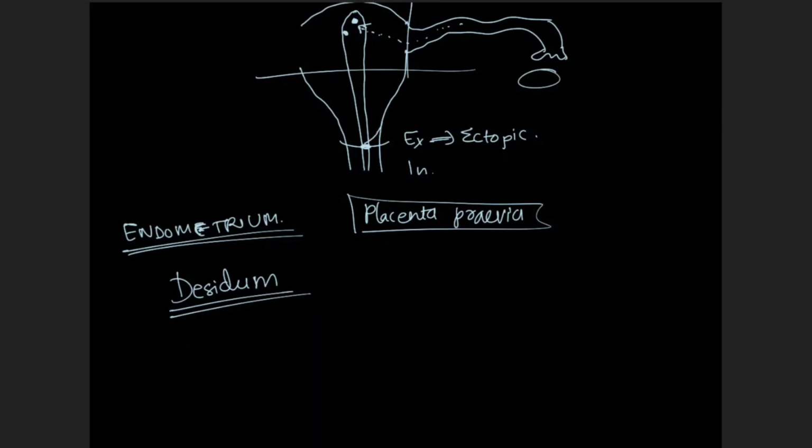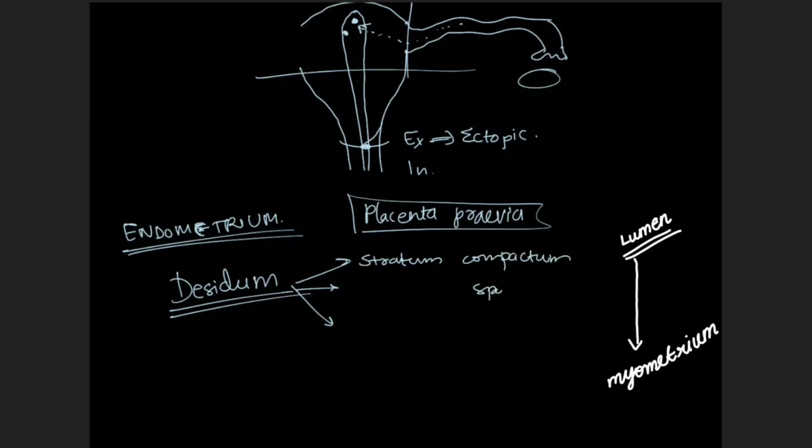So you have heard about the deciduous forest. Yeah. What will they do? They'll shed their leaves during a particular season. Just like that, this layer of endometrial lining, or this layer of uterus, will be shed off if there is no implantation and there is no development of pregnancy. Now this deciduum has 3 zones. Okay, the zones are stratum compactum, stratum spongiosum, and finally stratum basale.